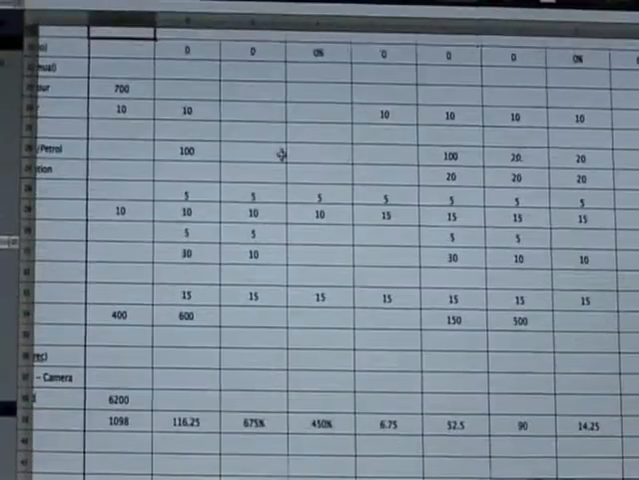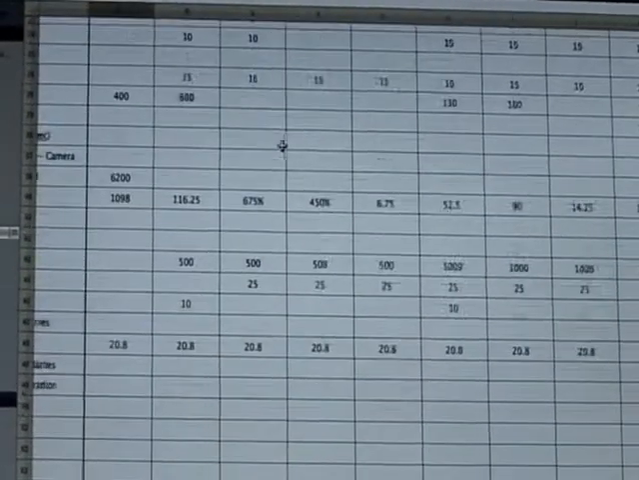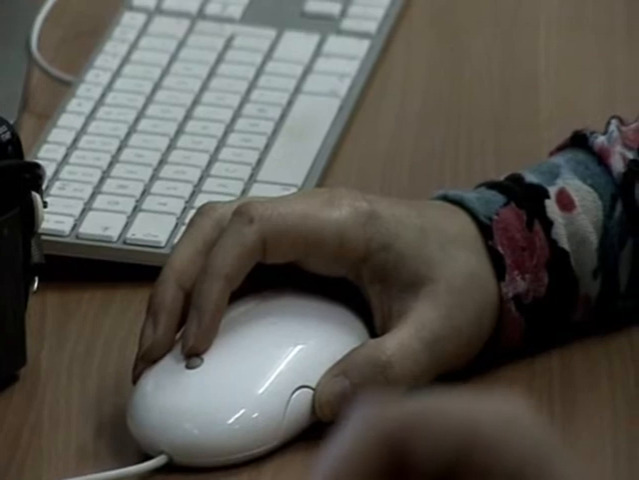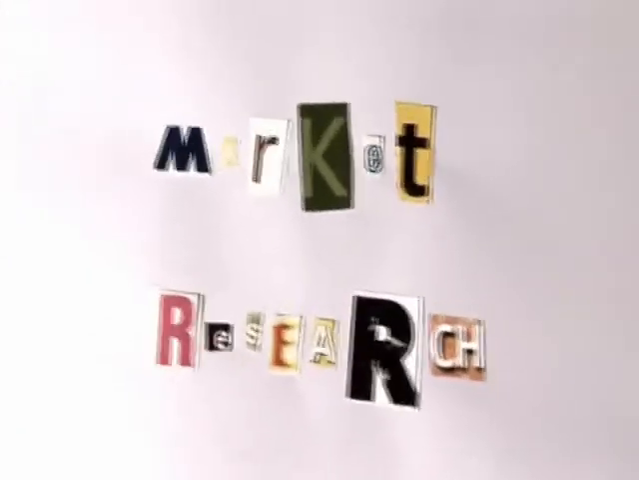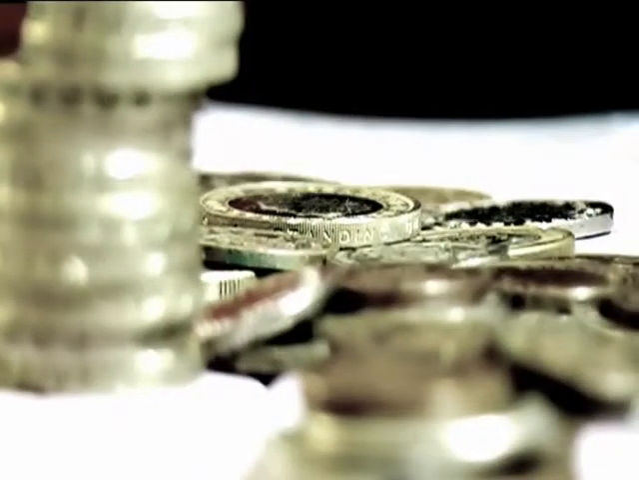Now it's time to look at the financial side. Using a spreadsheet, find out the total cost of manufacturing your product or service, after factoring in raw materials and costs like equipment and training. Your market research should have given you an idea about how much people are willing to pay.